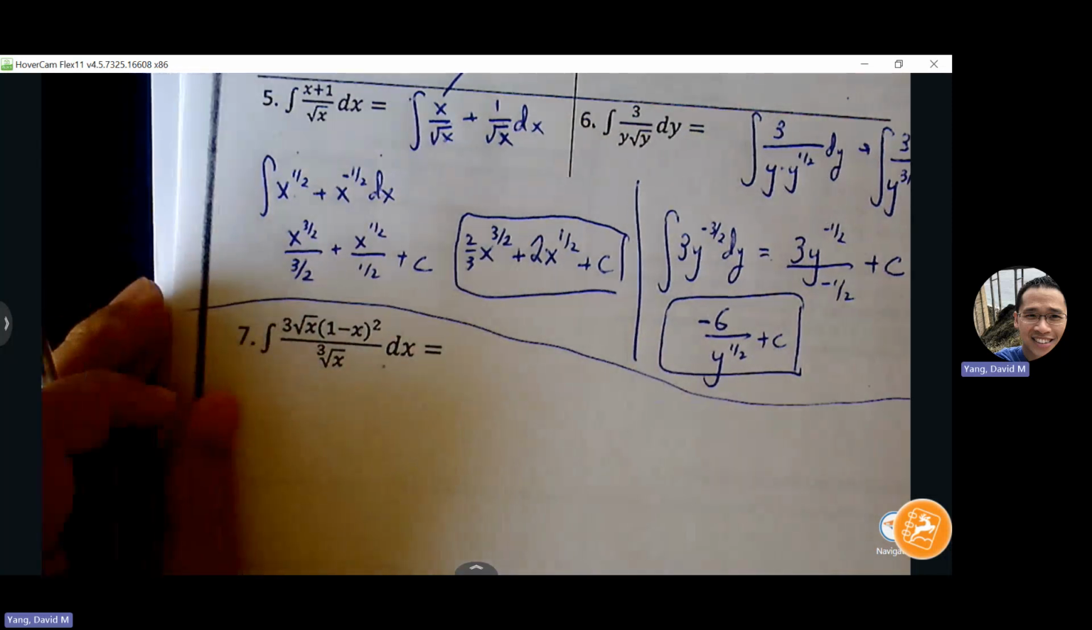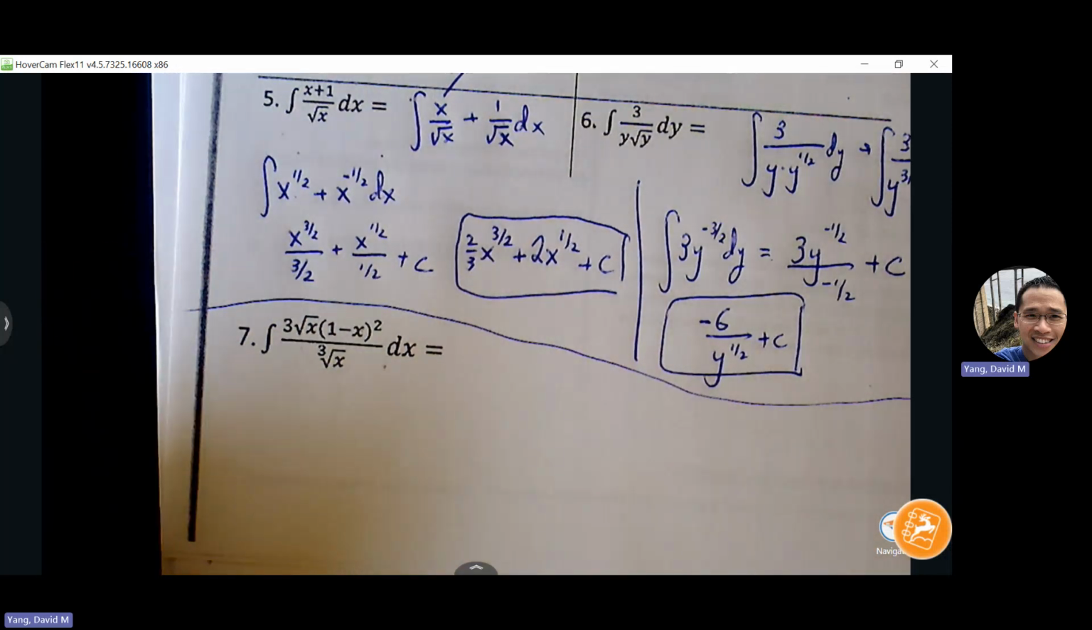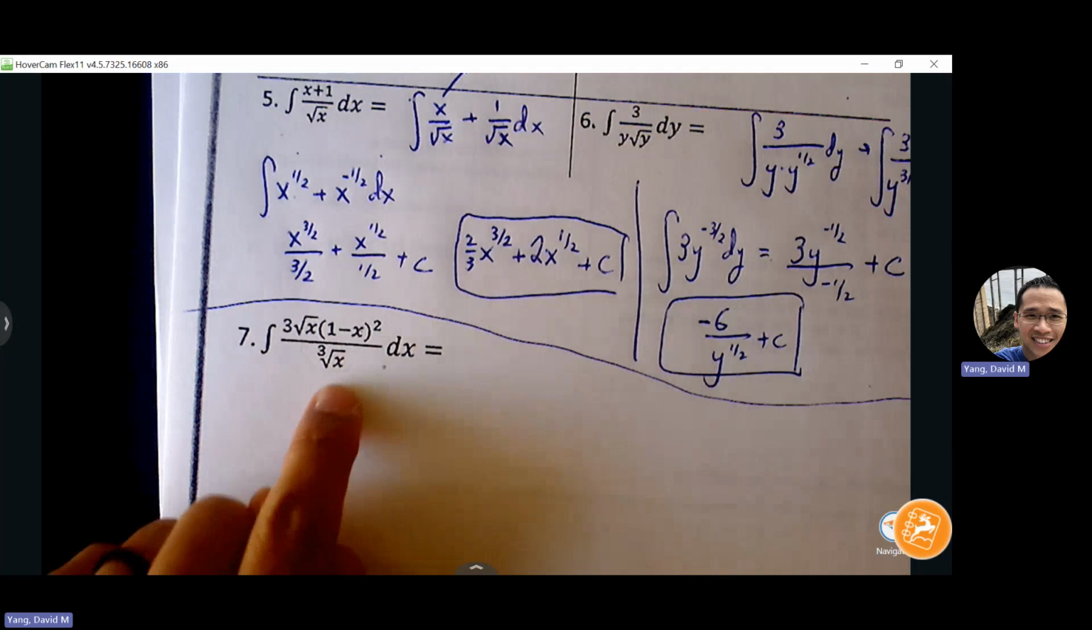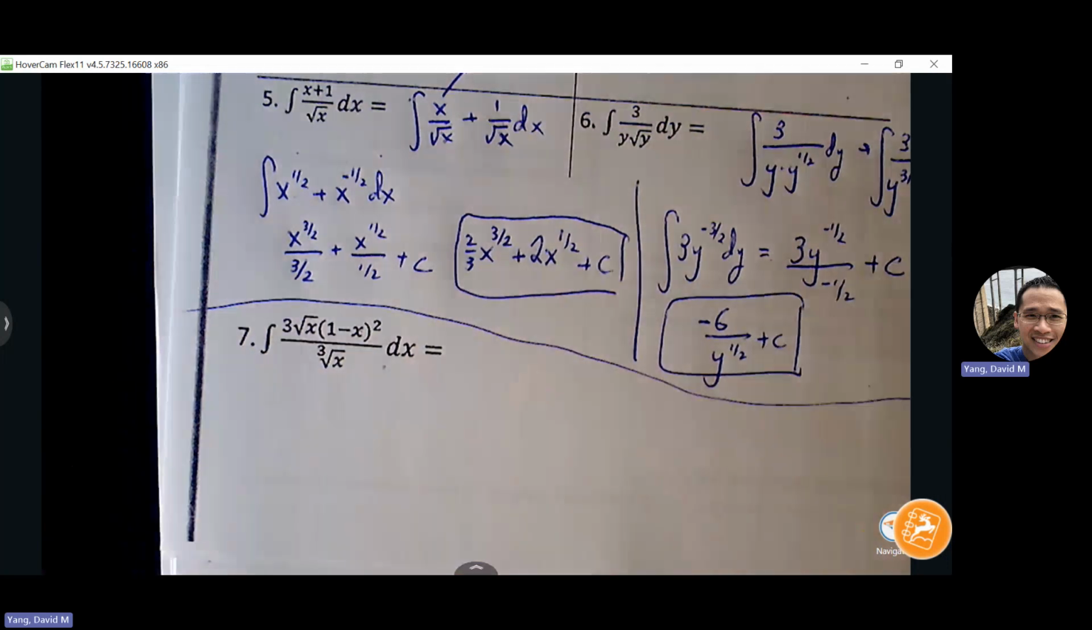This is simply a power rule problem, but it does require a lot of cleanup. So I'm going to FOIL out that 1 minus x squared. I'm going to distribute that 3 root x through. I'm going to split up into individual fractions, clean up each individual fraction, make sure that every term is ready for power rule, and then we do power rule for all the terms individually.